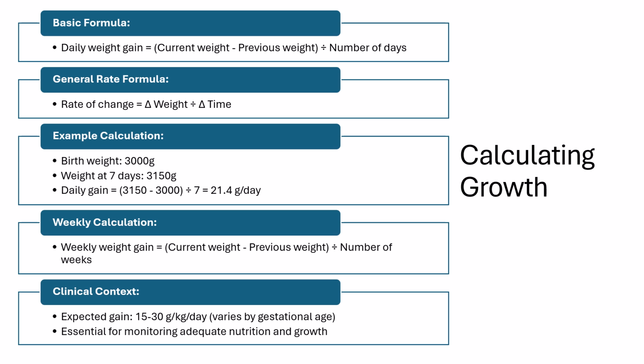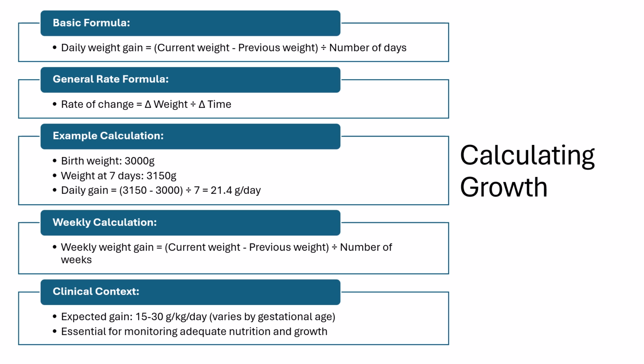Calculating neonatal growth rate is essential for monitoring infant nutrition and development. The basic formula is straightforward. Daily weight gain equals current weight minus previous weight divided by the number of days. This is simply the general rate of change formula, change in weight over change in time. Let's work through an example.